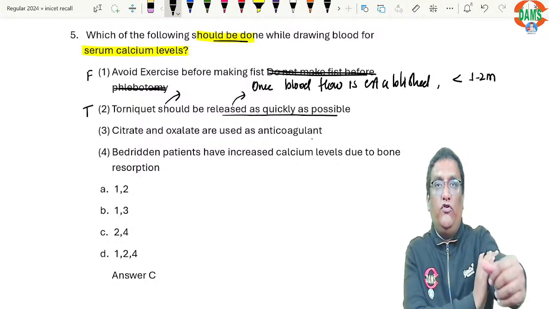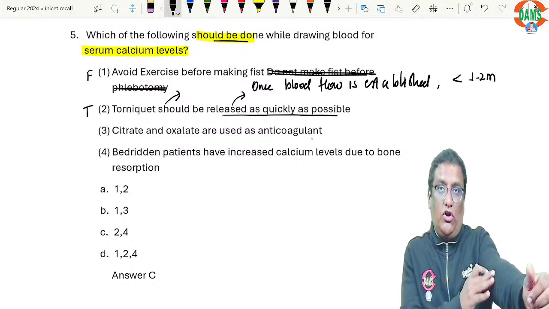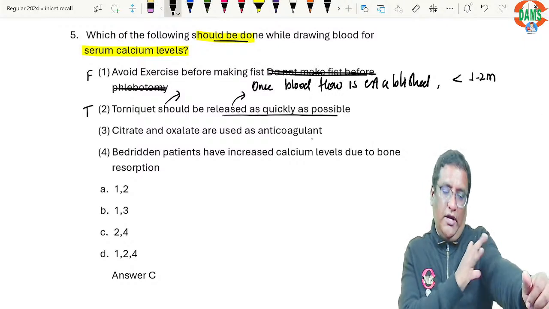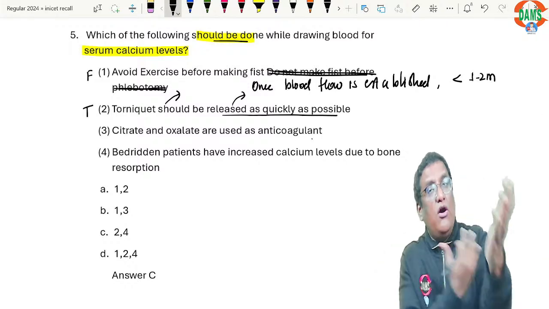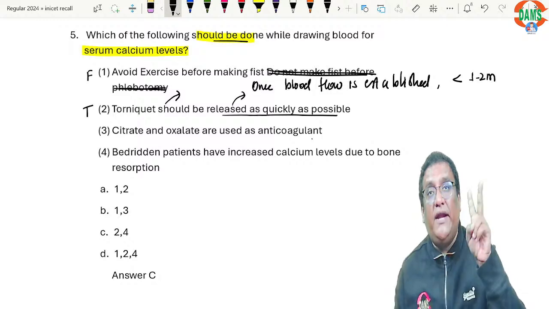Now important: if you cannot release within 1 to 2 minutes, that means you are not able to establish a blood flow. Release the tourniquet, wait for another 2 minutes, and then tie another tourniquet in another hand or in the same hand. It should be repeated after 2 minutes.